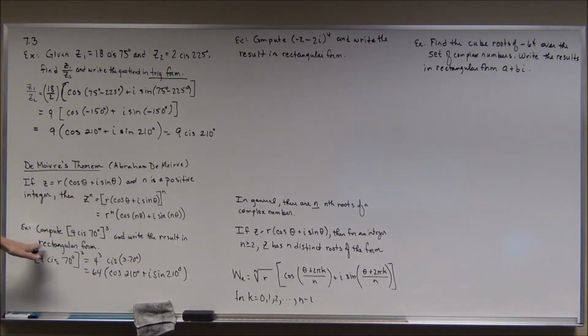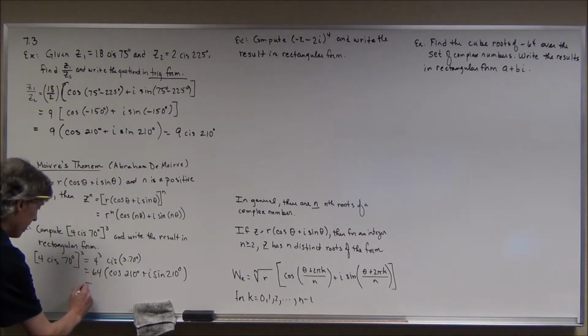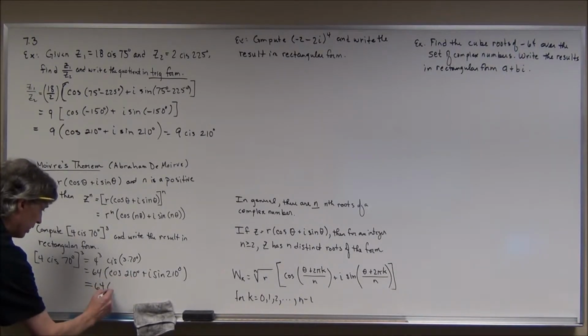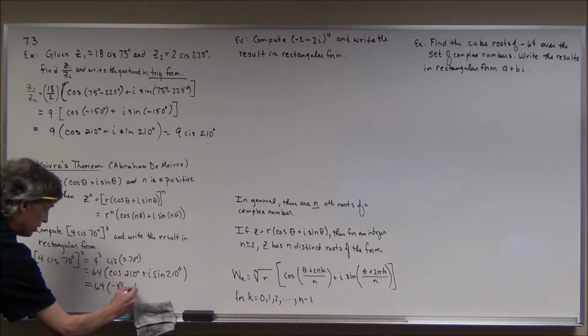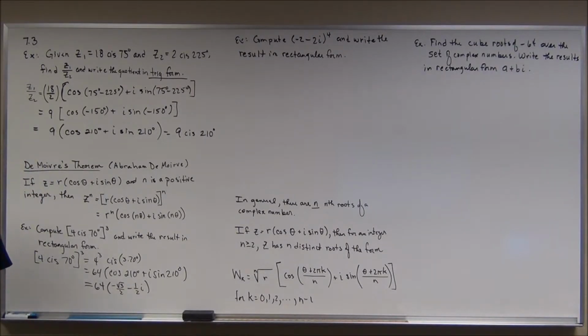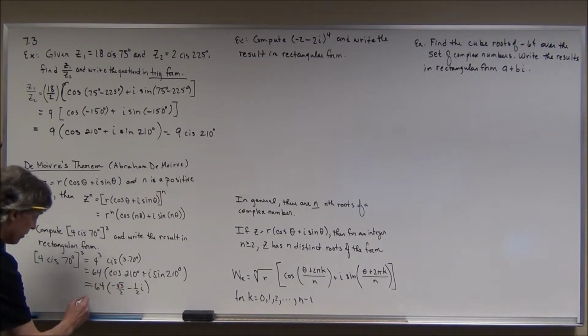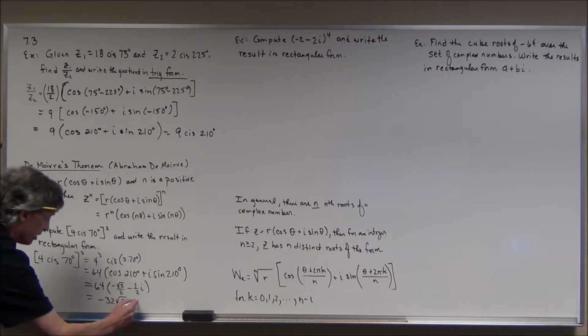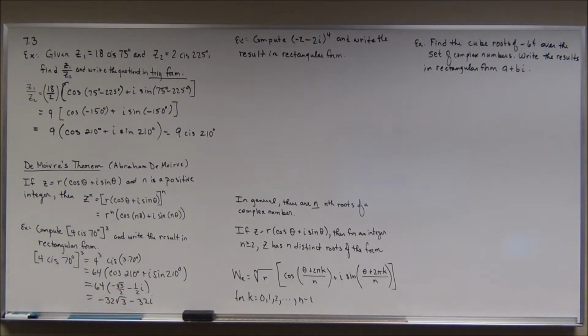Now, that's polar form right there, and since they want the answer in rectangular form, I'll convert this by evaluating the cosine of 210 and the sine of 210. Well, the cosine of 210 is negative square root 3 over 2, and the sine of 210 is negative a half, so I'll write this as minus 1/2 i. Then if I distribute the 64, the 2 will cancel with the 64, and I'll get negative 32 square roots of 3, and then minus 32i. And that would be this complex number raised to a power.